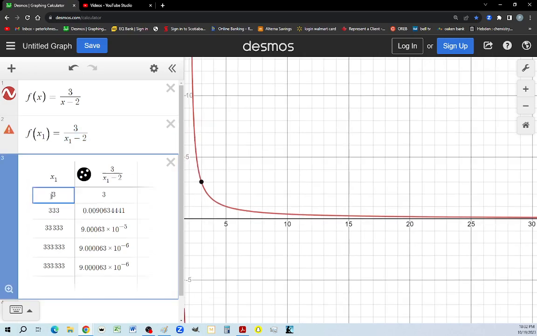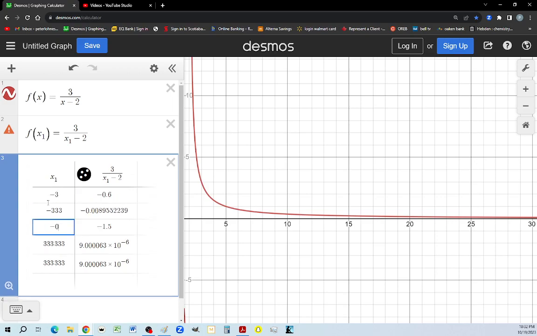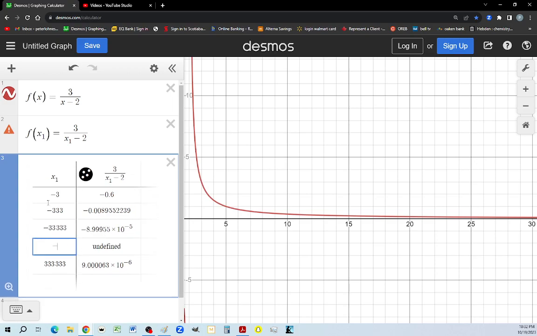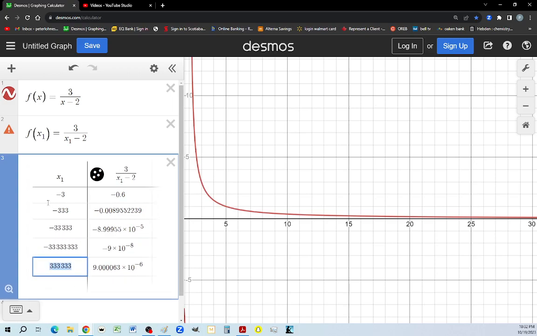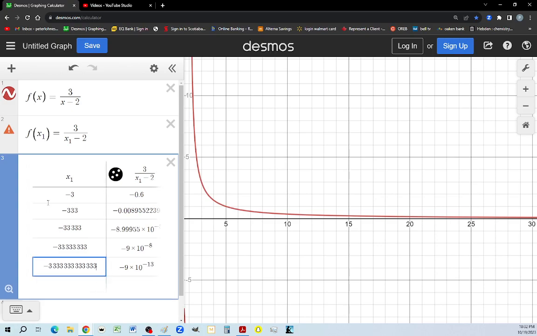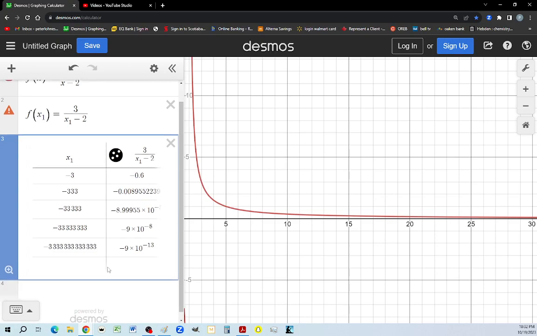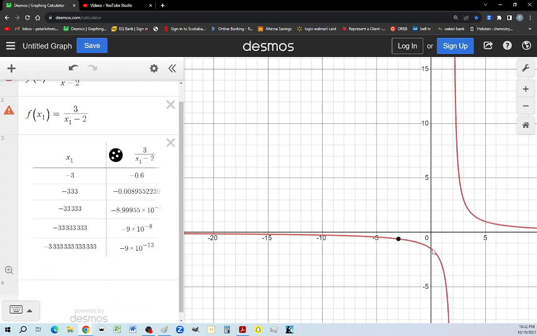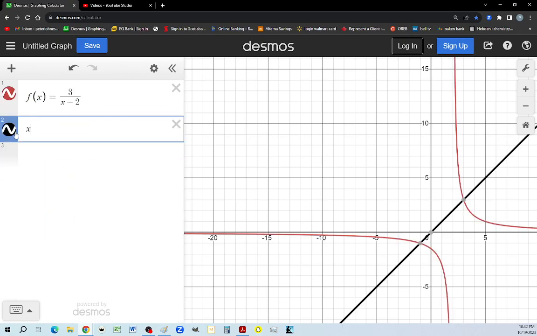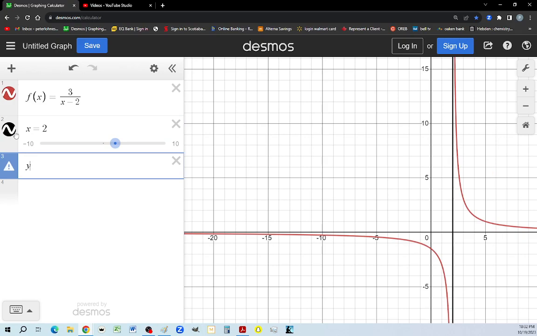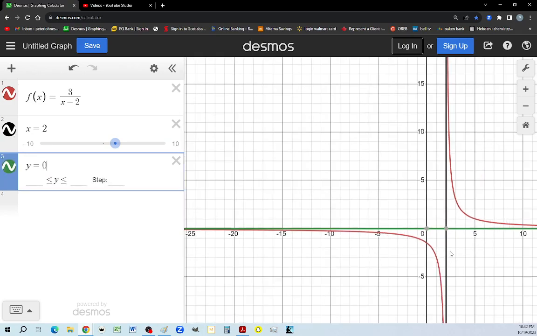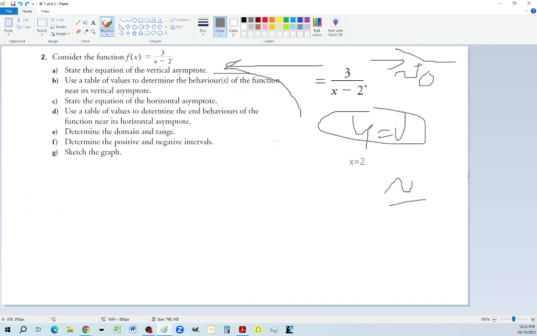Now let's look at the other side when we do minus 3, minus 33, minus 3 million, a huge negative number like that. We can see that we also become a very tiny number, but on the negative side, because it's just underneath the asymptote there. We can also see that it's true we have an asymptote at x equals 2 and at y equals 0. We just need to figure out what happens as it approaches the vertical asymptote. Well, okay, we got that.